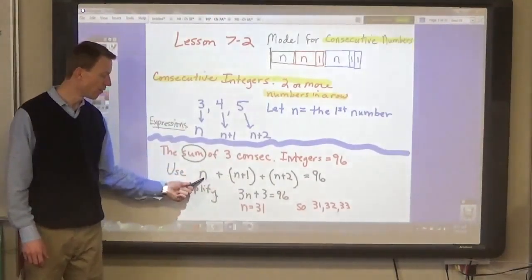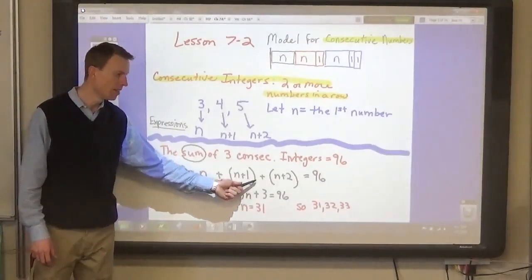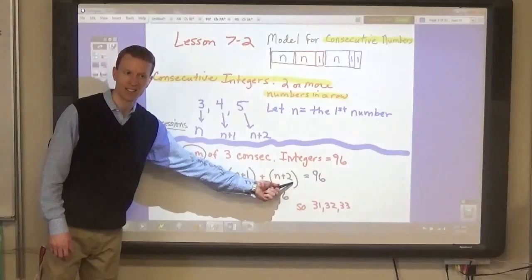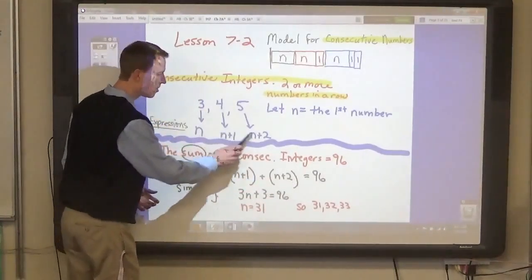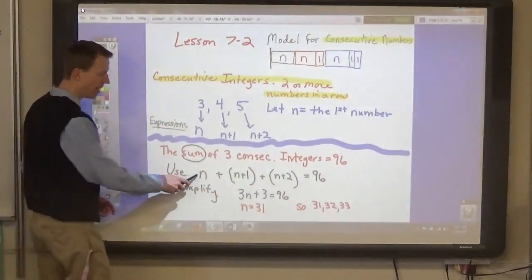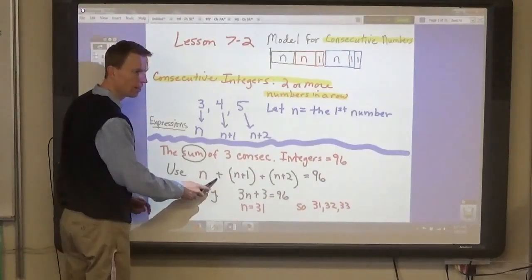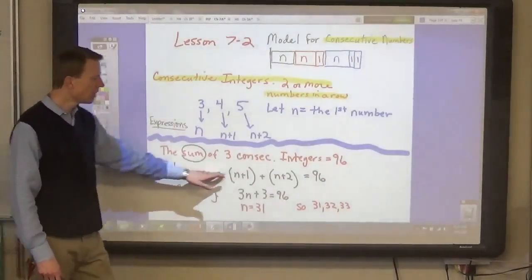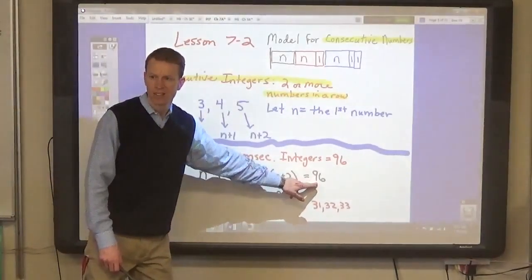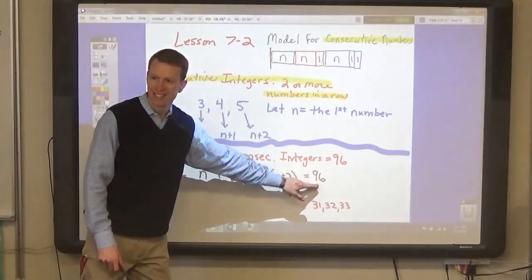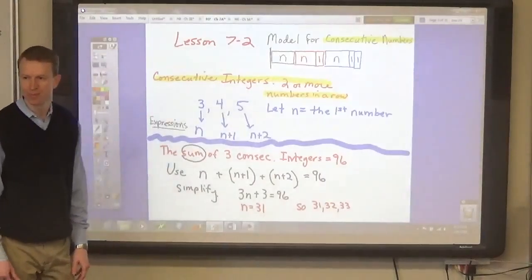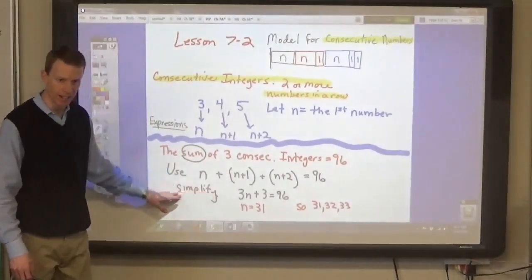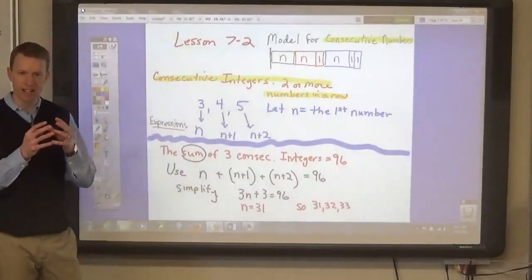Right? So this is the first one, this is the second one, and that's the third one, right? These numbers added together: n plus n plus 1 plus n plus 2. And we know that those equal, what, Amelia? 96, yep, good. Now, let's simplify this. In other words, let's combine like terms.